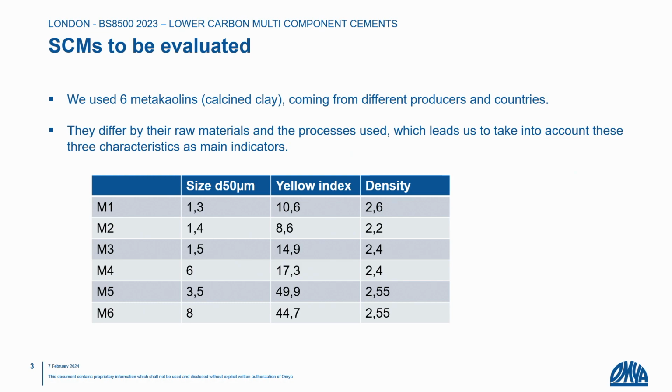Here you can see at a glance the wide area covered by the calcined clays evaluated in these studies, with a D50 ranging from 1.3 to 8 micron, a yellow index from 8.6 to 49.9, and a density from 2.2 to 2.6. That is to say, since the beginning, we can see this variation of the raw material and also of the plant process parameters.